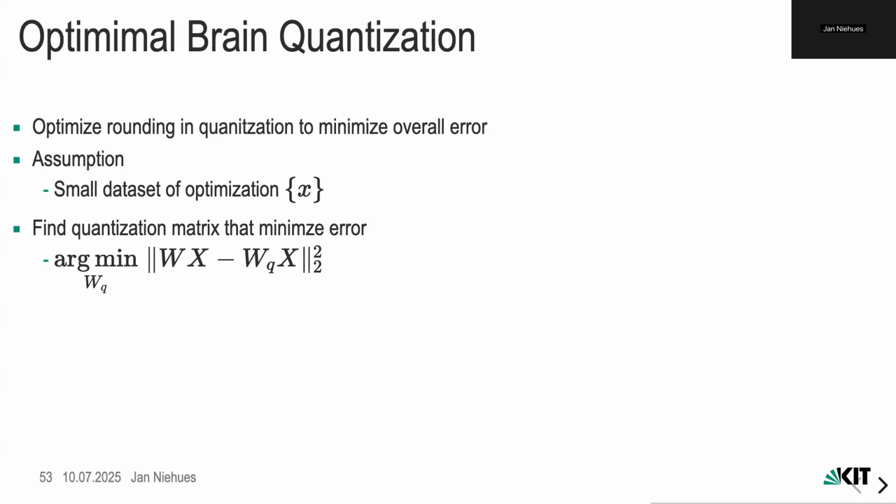What we need first is a small optimization data set, so some inputs. If we want to minimize the effect of multiplying something with that, we need examples. There can be random numbers, but even better is real data. So we see what the typical calculations are, and we can somehow minimize these effects. What we then want is to find a quantization matrix WQ where the difference between the product for the non-quantized weights and for the quantized weights is minimal. So how can we do that?